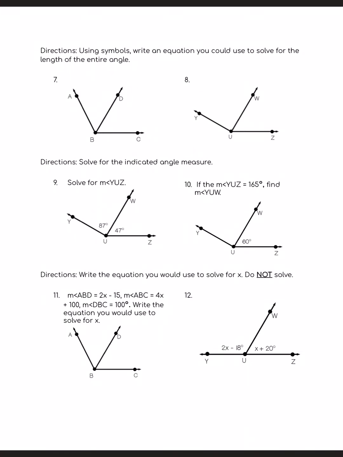On the second page, it wants you to use symbols to write an equation you could use to solve for the length of the entire angle. So this is the angle addition. So we want to start with this first angle, which we kind of called part 1 earlier. And that angle's name is going to be ABD. Then we would be adding it to the second part, which I'm going to highlight in blue. So angle DBC. And when we add those two parts together, it gives us this larger angle, which I'm going to do in yellow, ABC.